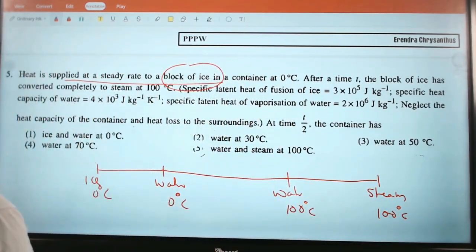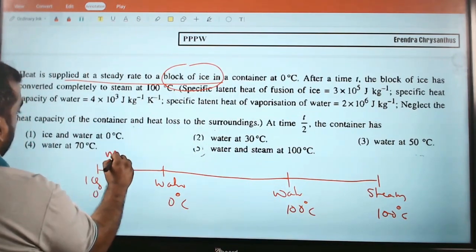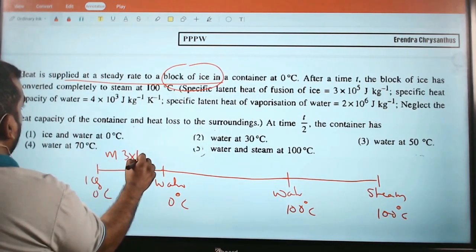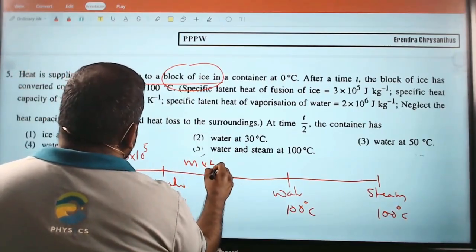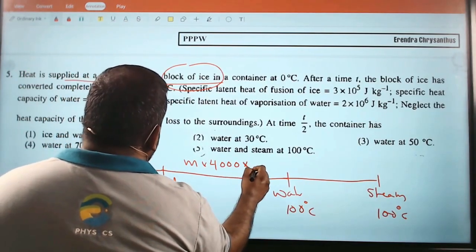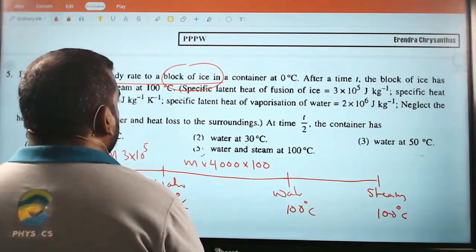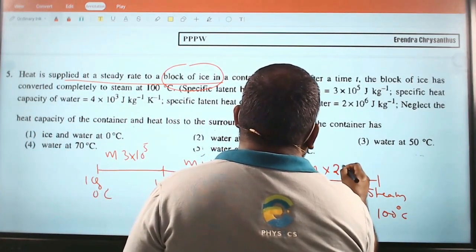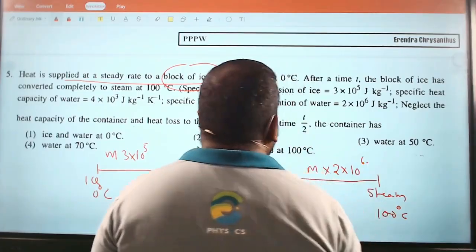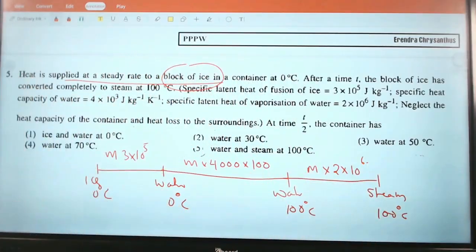Now the latent heat here is m times 3 × 10^5. Here m times 4000, the change in temperature is 100. Here m times 2 × 10^6, the latent heat of vaporization. Total time taken is given as T. Right.